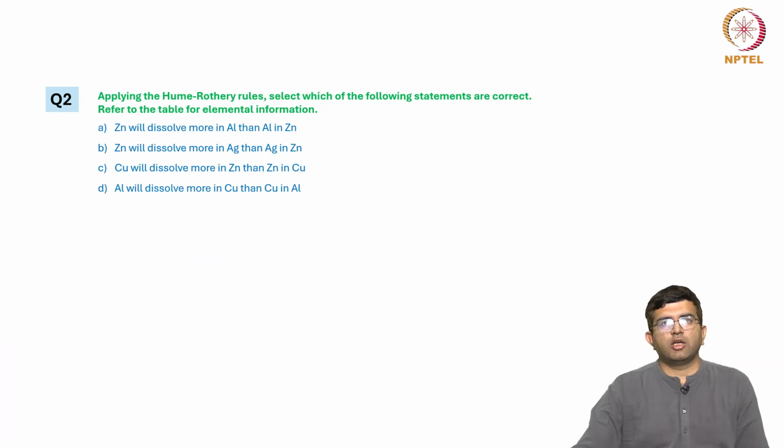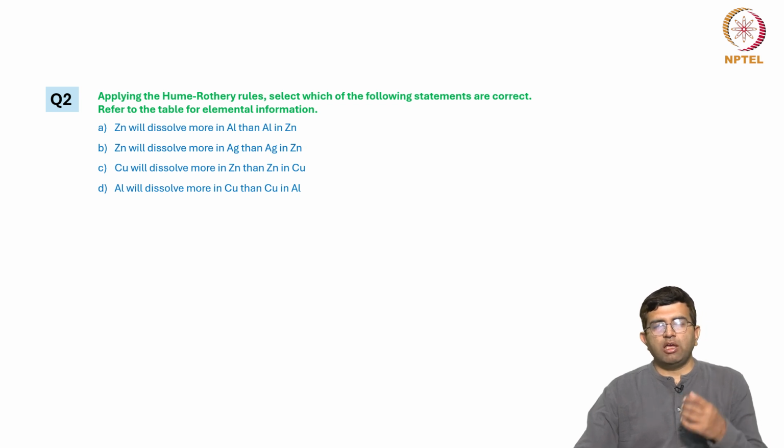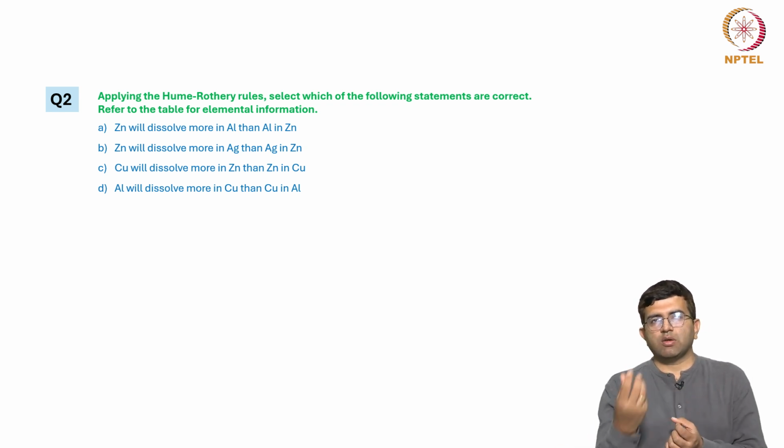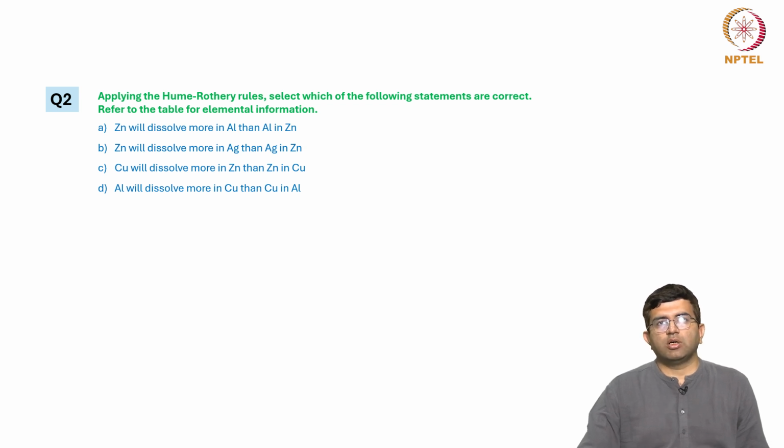So, moving ahead to question number 2: applying the Hume-Rothery rule, select which of the following statements are correct. This question is about the Hume-Rothery rule, which talks about valency, where a metal of higher valency can dissolve more into a metal of lower valency. The elements here: zinc has +2, aluminum is trivalent, silver and copper are monovalent. Option A, zinc will dissolve more in aluminum than aluminum in zinc. Zinc is of a lower valency, +2, than aluminum, +3.